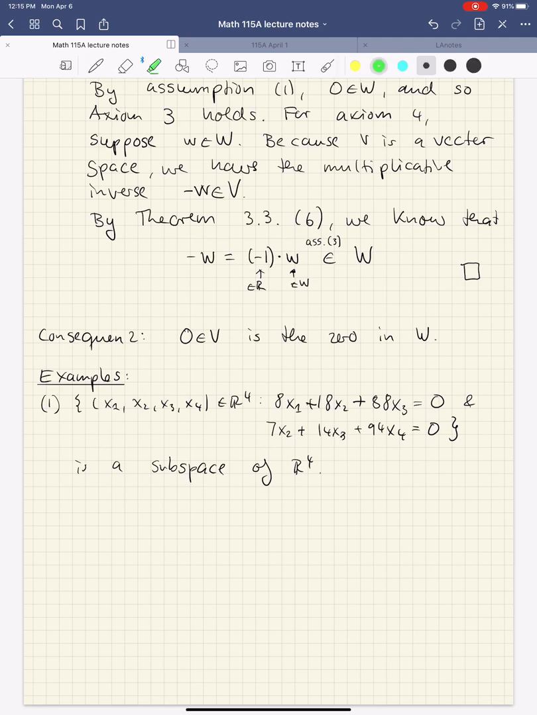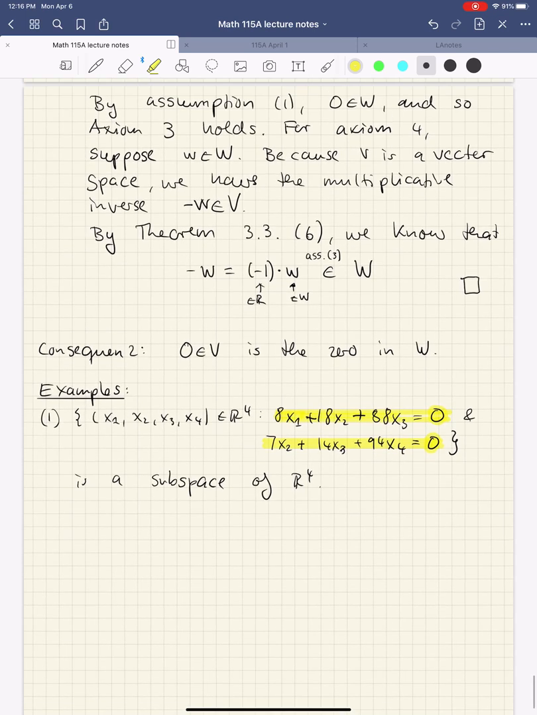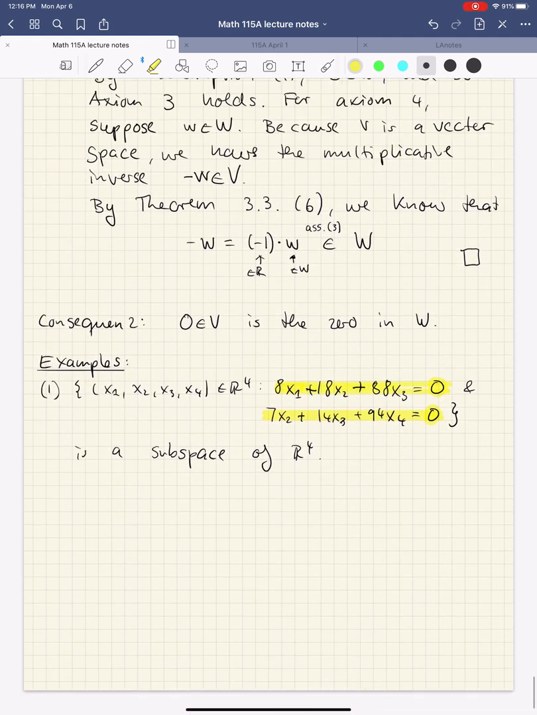And what you should keep in mind here is that such sets are usually subspaces whenever the conditions here, these two, are homogeneous linear equations. So what you want is that there's a 0 on one side, and then you only have linear terms. Okay, great.